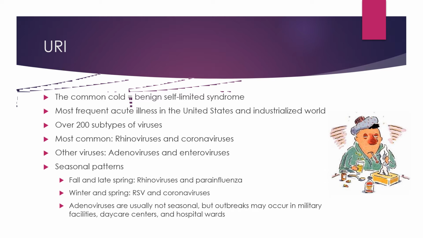These do have seasonal patterns, so rhinovirus and parainfluenza tend to happen in fall and late spring. RSV and coronavirus are winter and spring, and enterovirus tends to be summer, whereas adenoviruses are usually not seasonal, but outbreaks may occur in military facilities, daycare centers, and hospital wards.